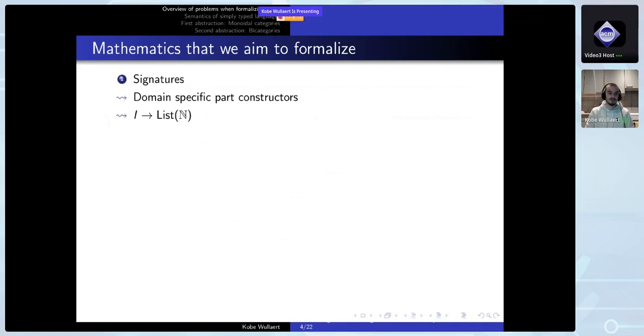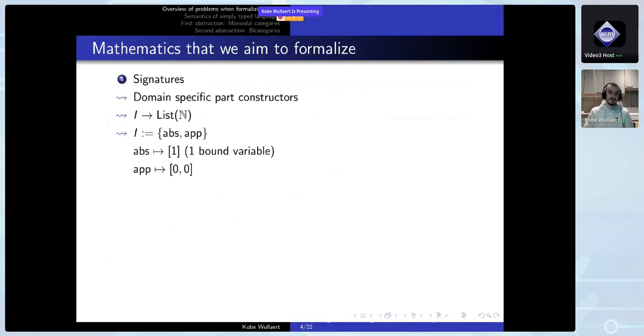So the area where we had these kind of issues was in the study of the simply typed lambda calculus, or more generally in the study of programming languages. And so the mathematics in particular that we need to formalize started off with a notion of signature, which specifies the domain-specific part of the constructors. And this is usually a collection of n-valued lists. So for example, for the untyped lambda calculus, we have two domain-specific constructors, which are the abstraction and the application.